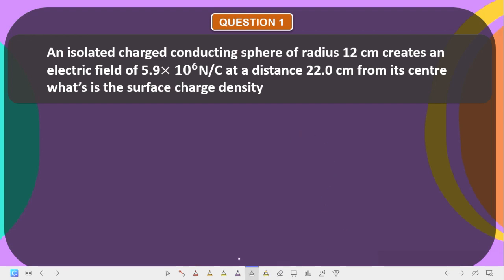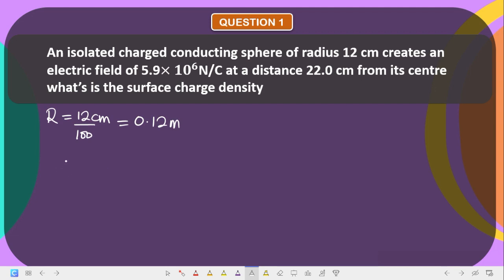Now the question says, an isolated charged sphere of radius 12 centimeters. So the radius was given as 12 centimeters. Let's say the radius is capital letter R, 12 centimeters. In most cases we don't work with centimeters, so we have to convert this to meters by dividing by 100. If you divide this by 100, count backward twice, this is going to give us 0.12 meter. So our R is 0.12 meter.